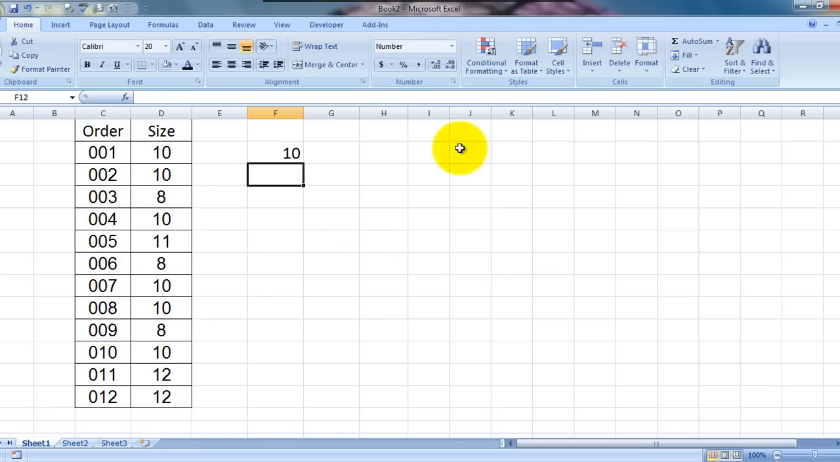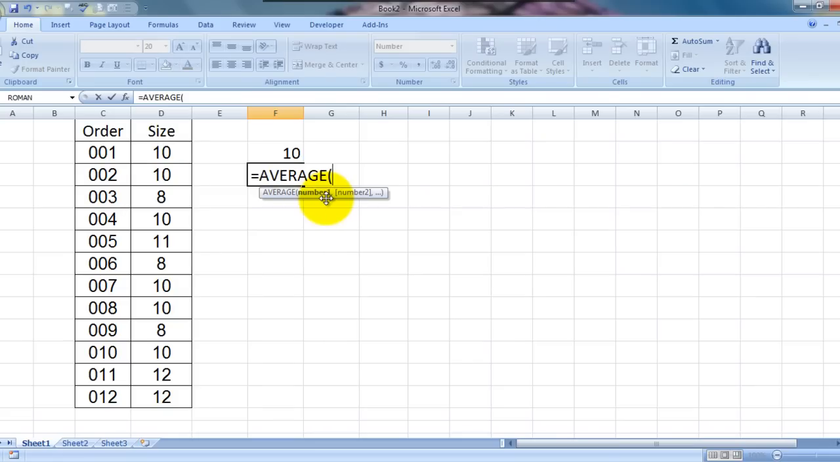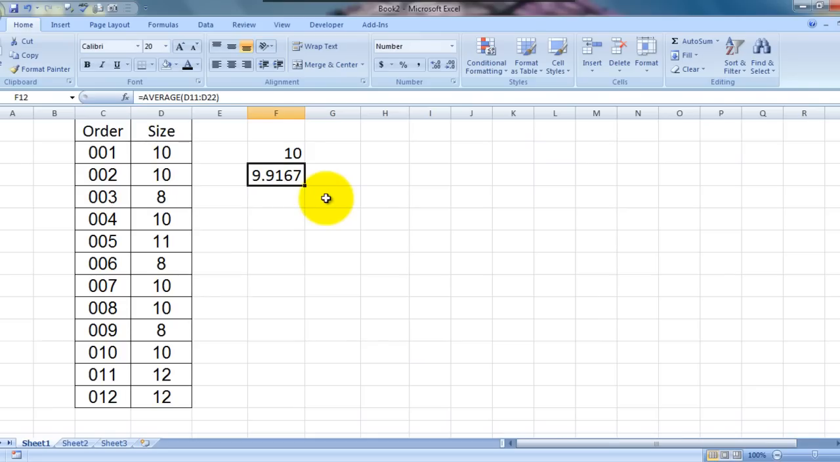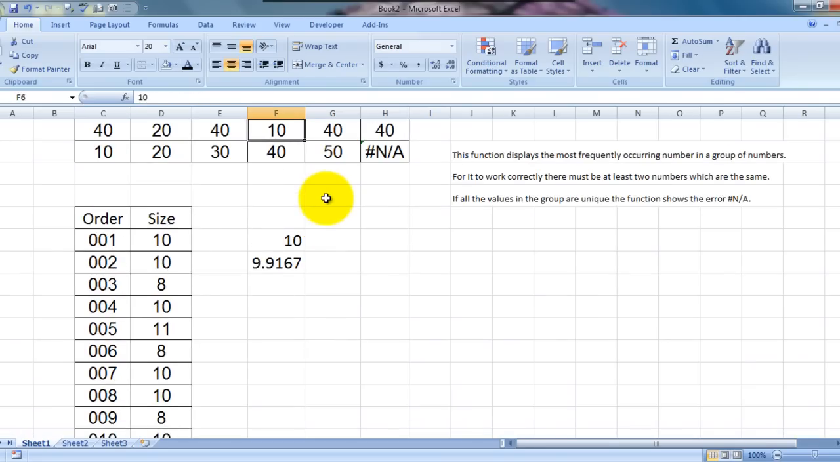Now if I were to use the average function over here, see what would happen. The average is 9.9167, which is not right. There is no shoe size which matches 9.91.